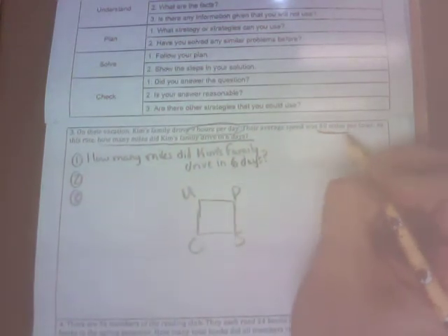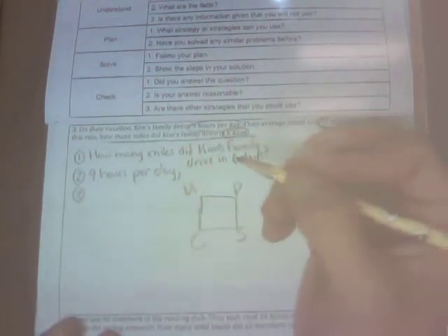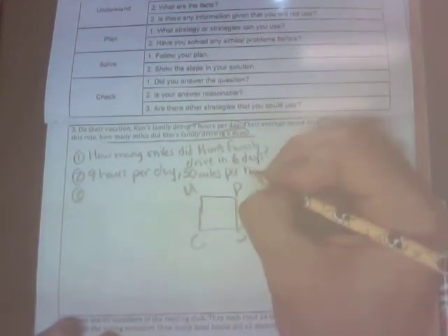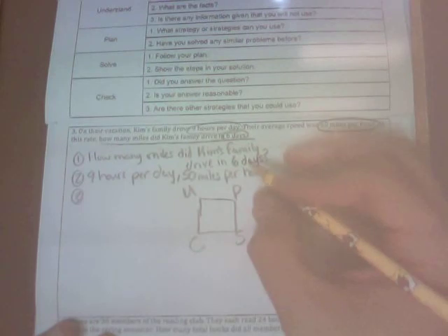Step 2, what are the facts? So I see here 9 hours per day. Average speed was 50 miles per hour. And I think 6 days. Ooh, so I'm going to need that as well. So let me write all this stuff down so I don't forget. 9 hours per day. 50 miles per hour. And then lastly, 6 days.